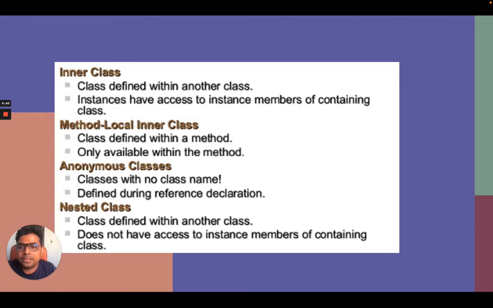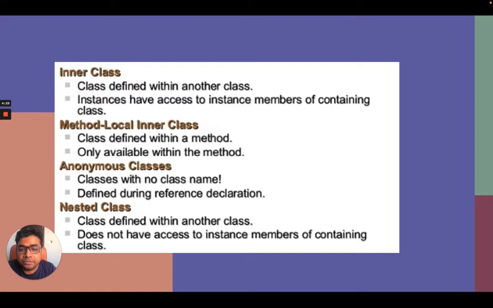The first one is a class defined within another class, which is very simple. Instances have access to the instance members of the containing class. The second type of inner or nested classes are method local inner classes: classes defined within a method, only available within the method.